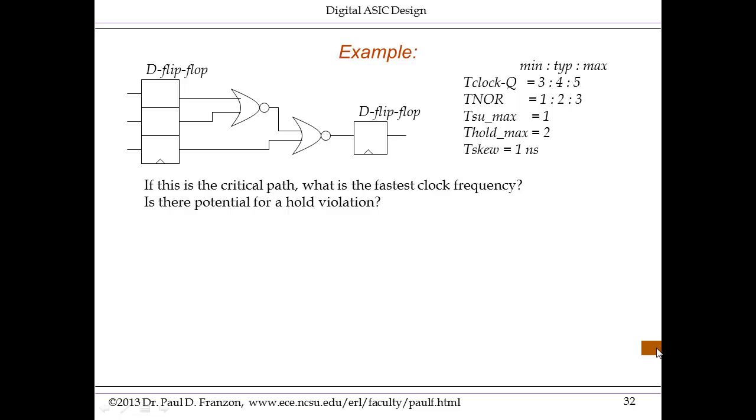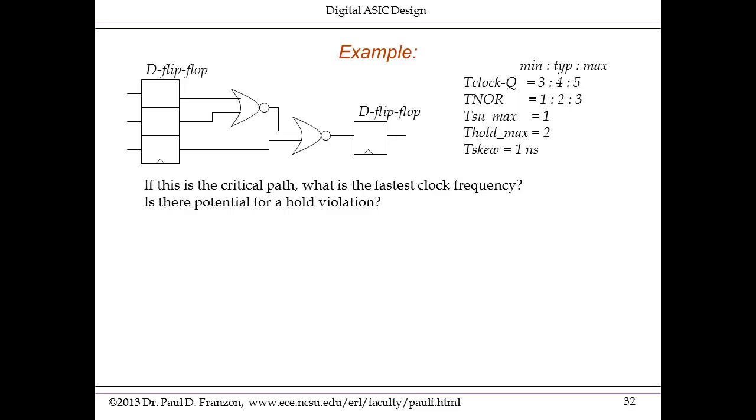So here's a simple example with two flip-flops, two NOR gates in between. On the right-hand side are given the minimum, typical, and maximum delay for each of the delayed elements. This is a Verilog format.